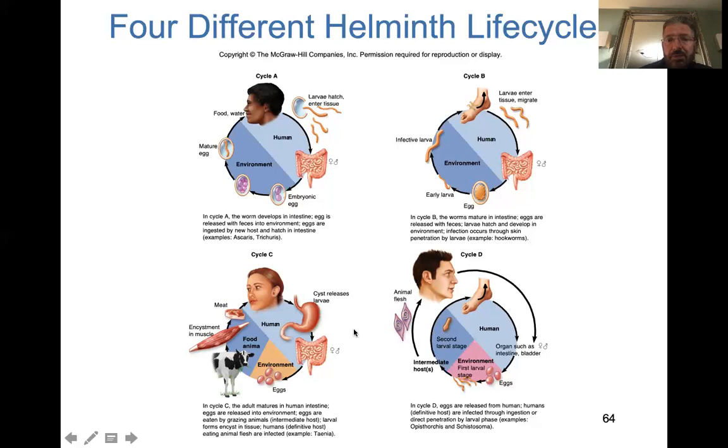All right. Cycle C is the one that we should be a little bit worried about. The adult matures in the human intestine, eggs are released into the environment, eggs are eaten by grazing animals. So this is really an intermediate host. Larvae form cysts in the tissue. All right. If it's in humans, we're the definitive host, we're the final host. All right, eating animal flesh that's infected. So it's excreted out. The cow may consume it.